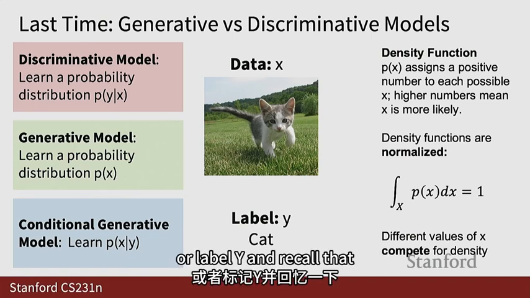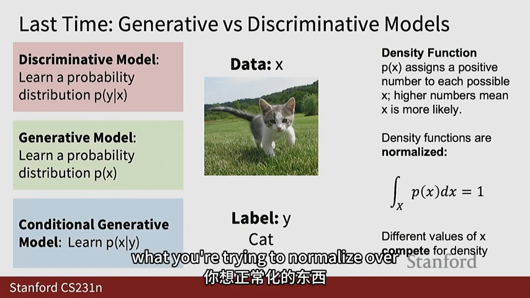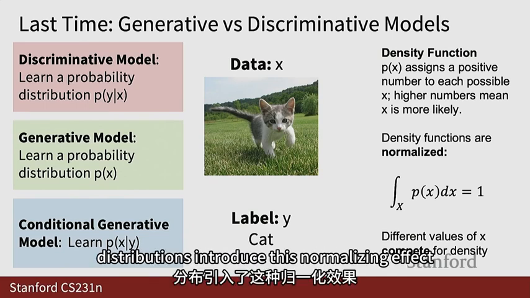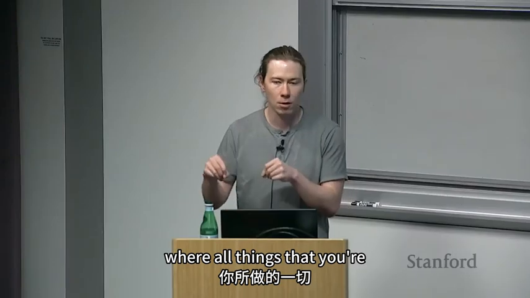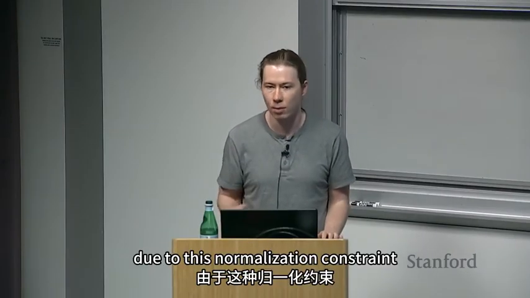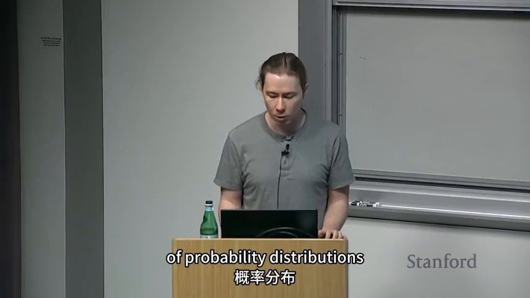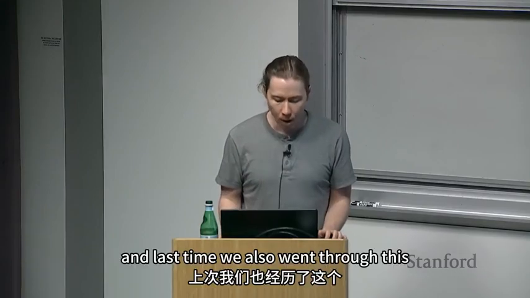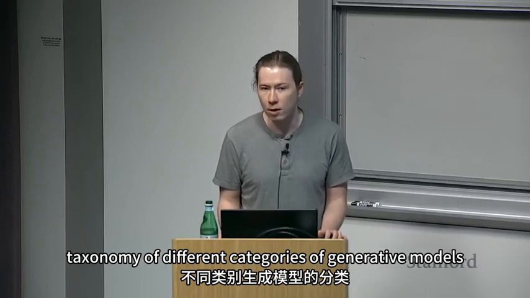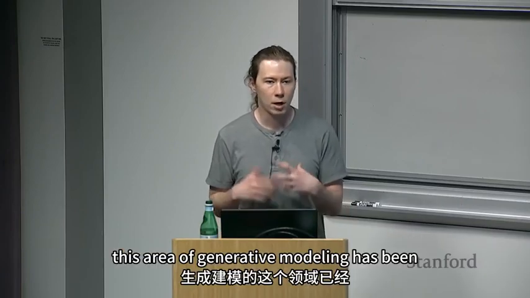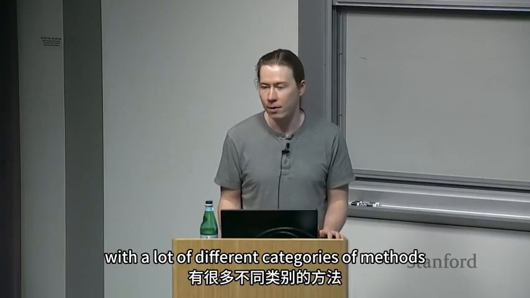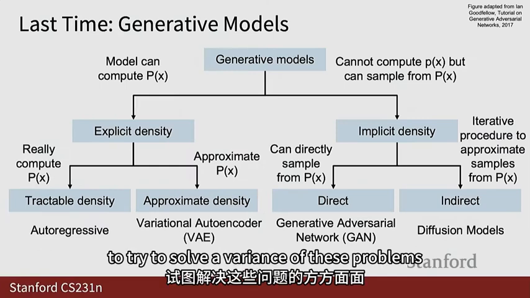And recall that these differ in what you're trying to normalize over, because probability distributions introduce this normalizing effect where different kinds of things need to compete for probability mass due to this normalization constraint of probability distributions. And last time we also went through this taxonomy of different categories of generative models, because it turns out this area of generative modeling has been something people have studied for a very long time, and come up with a lot of different categories of methods to try to solve variants of these problems.